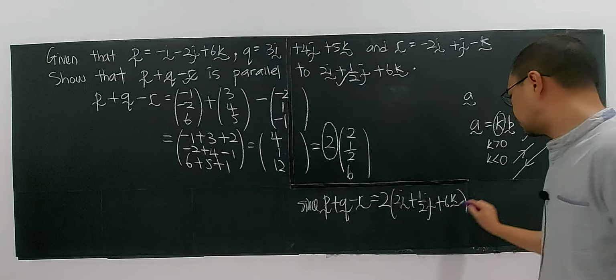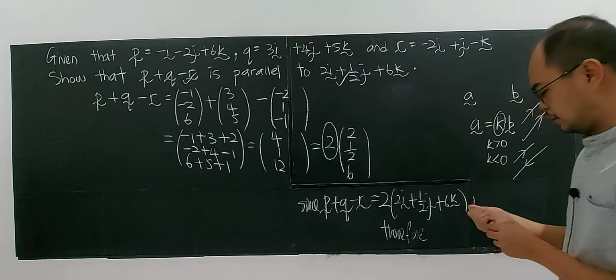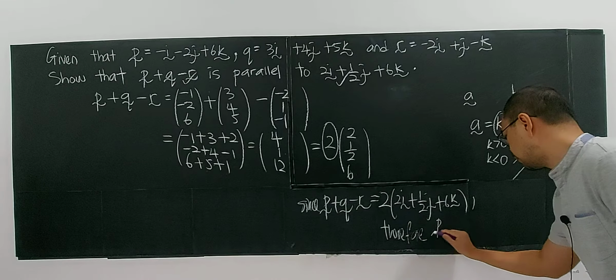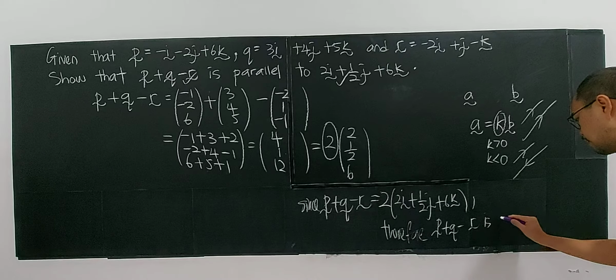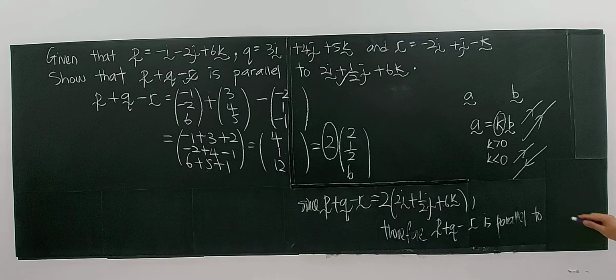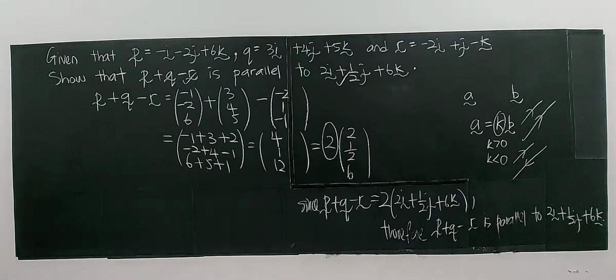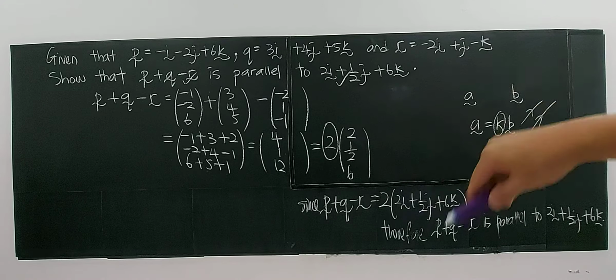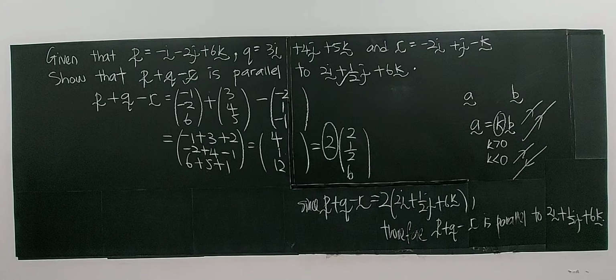Therefore, vector P plus Q minus R is parallel to the vector 2i plus half j plus 6k, because they can be related by a scalar. So this is a very important concept. I hope you understand how to show that two vectors are parallel. And this is the concept here. I think that's all for this video.